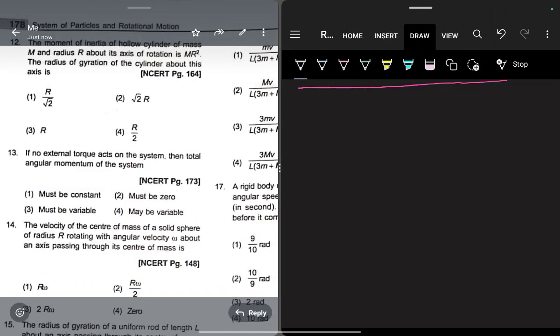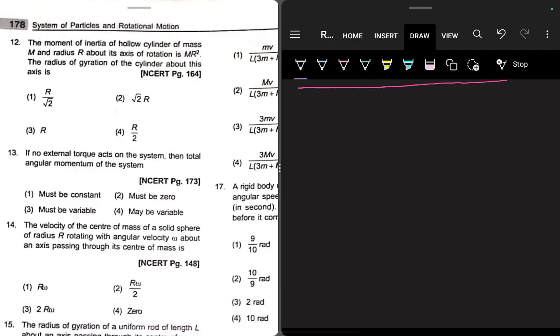So let's discuss this first question. The moment of inertia of a hollow cylinder of mass m and radius r about its axis of rotation is mr square. So we all are familiar with it, right? That the moment of inertia of a hollow cylinder about its axis is mr square.